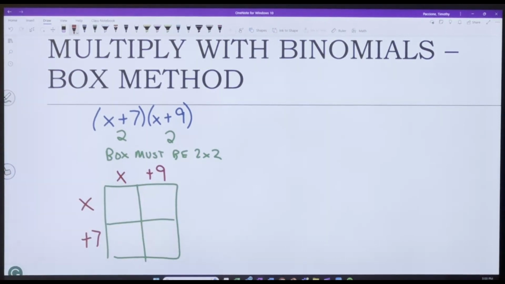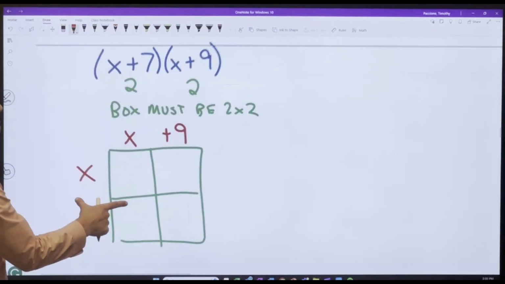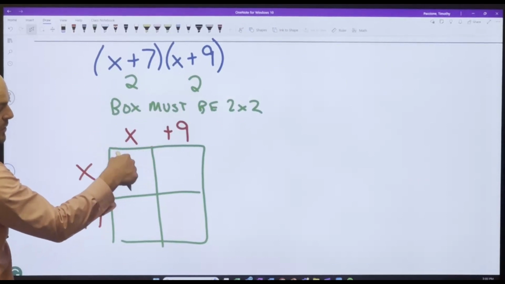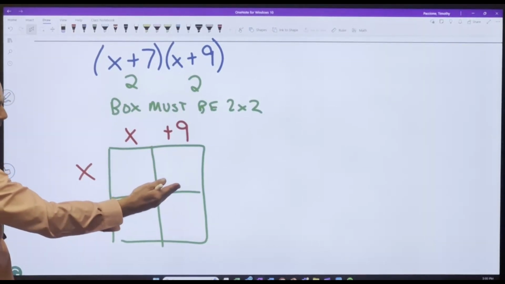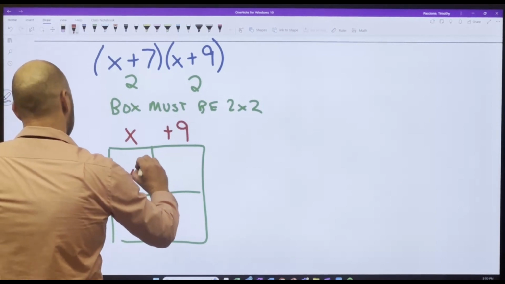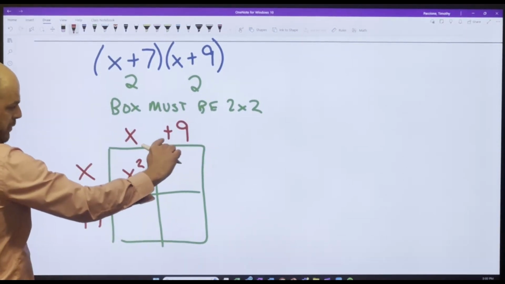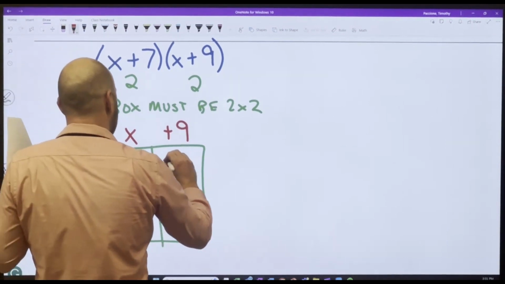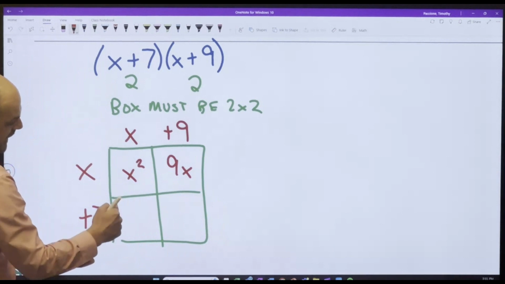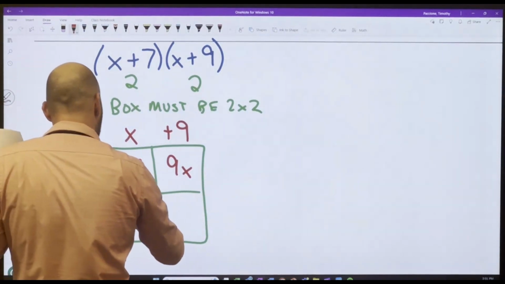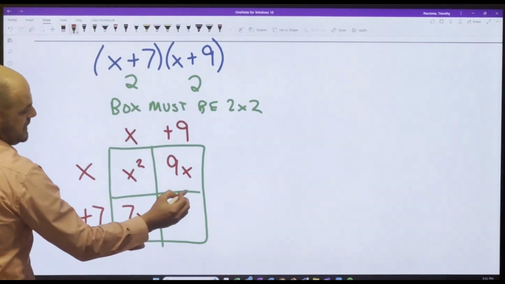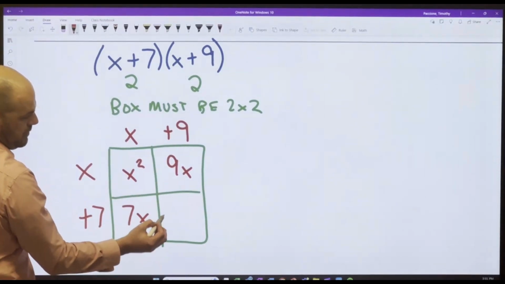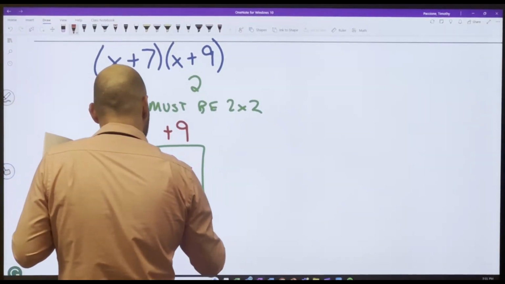Now what you're going to do is find the area of every box. How do you find the area? Length times width. In this case, if you're looking at this box, well, it's x and it's x, so it's x times x. So what is x times x? X squared. This box is 9, and what's its length this way? X, so that's 9x. This box is x and 7, so that's 7x. And this box is 9 and 7. 9 times 7 is 63.